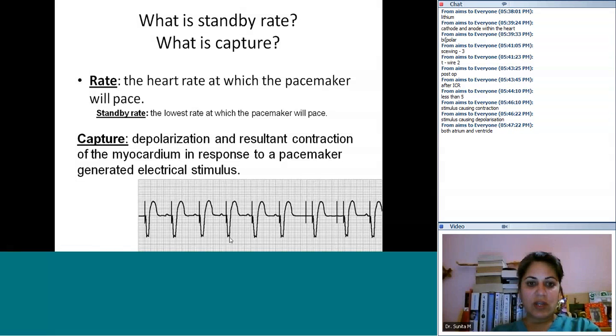Both atria and ventricle. Let's see now. When you have the pacing spike, you're capturing the ventricle. So there's definitely ventricular capture, right? So there's ventricular capture. That's right.